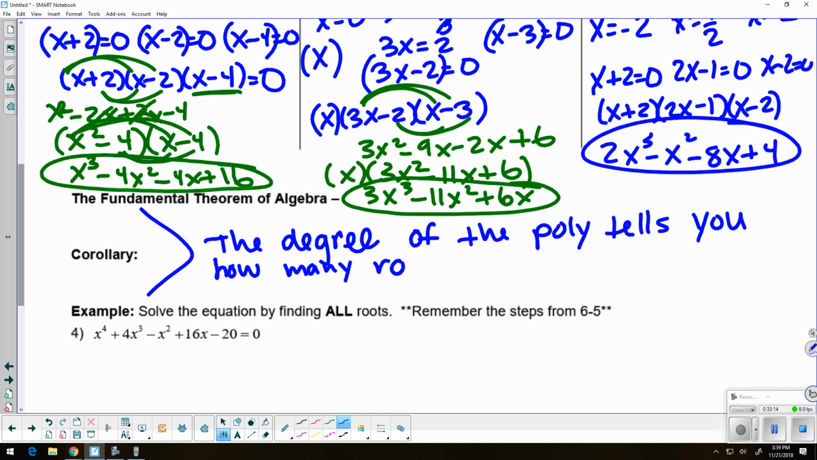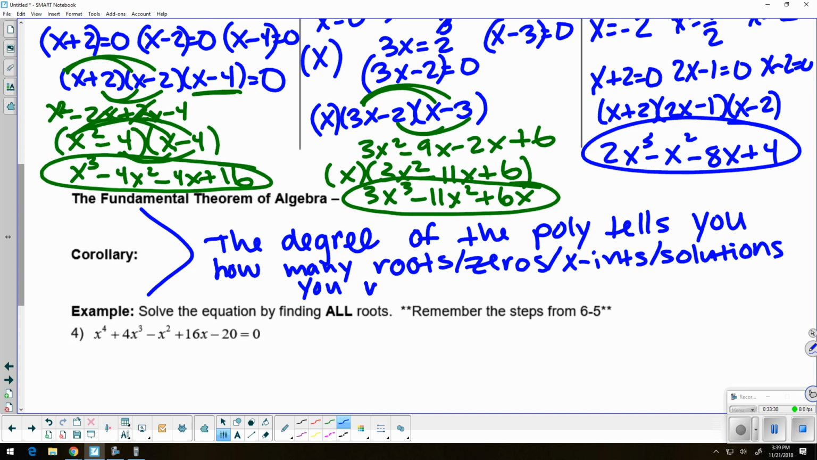So again, remember what roots are. Roots are going to be the same thing as saying the zeros, which is the same thing as the x-intercepts, which is the same thing as saying the solutions. So the degree of the polynomial is going to tell you how many solutions you will have. Okay? So solving this equation, finding all the roots.